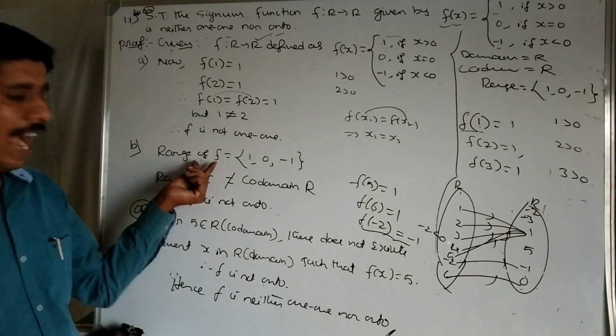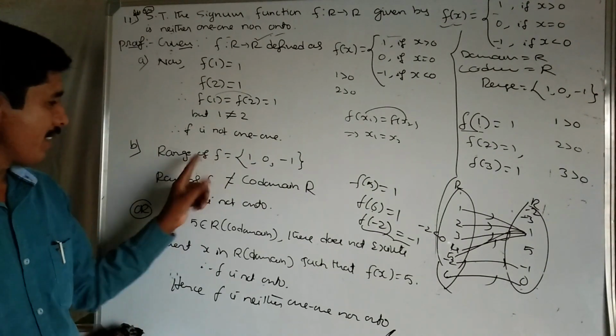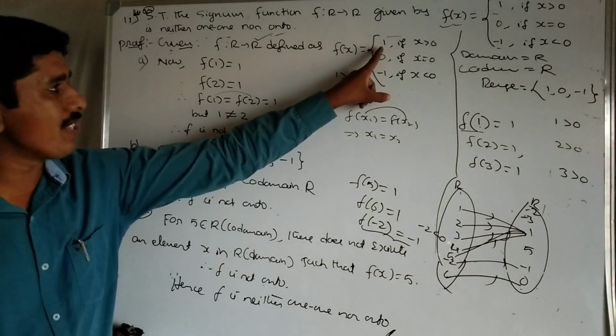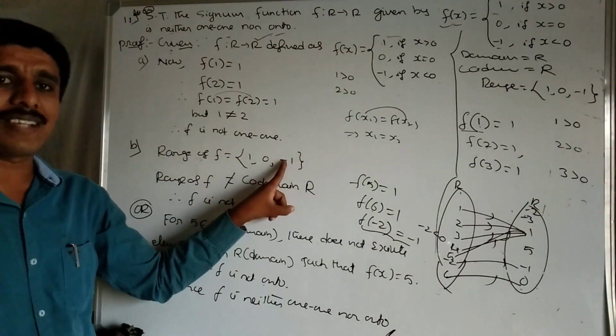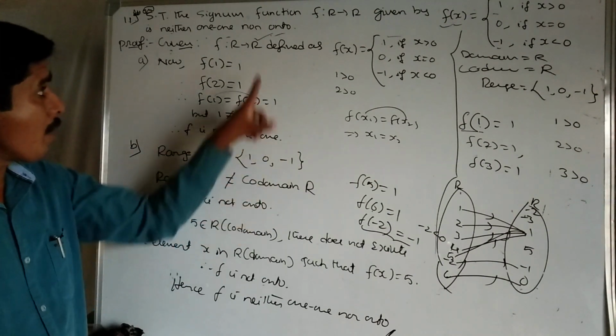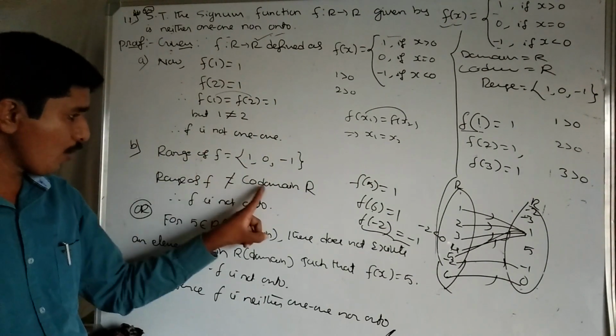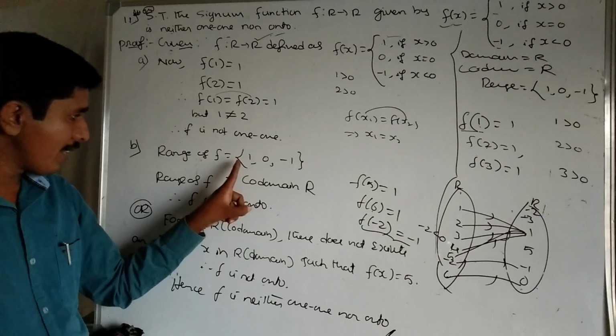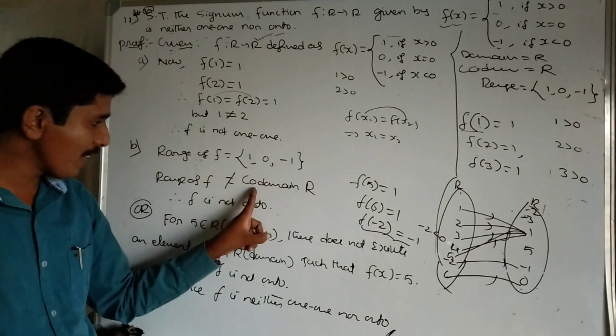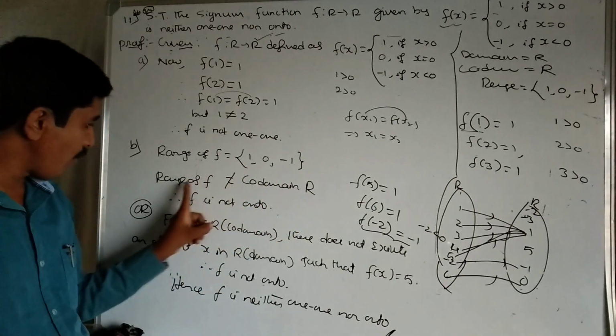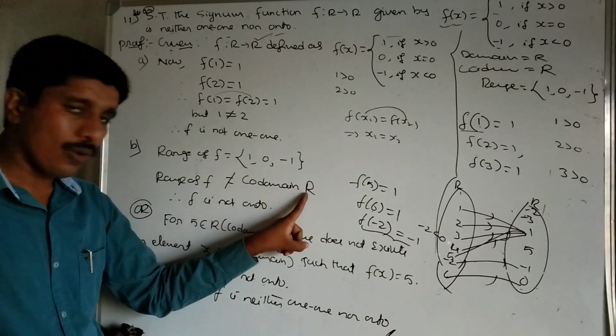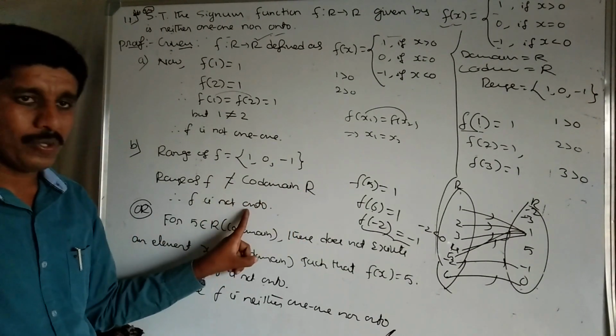Next, onto, alternative method. The range of the function contains only 3 elements: 1, 0, -1. But here the codomain is real numbers. Range equal to codomain means it is onto. Here clearly this set is not equal to the real number codomain. Therefore the range is not equal to the codomain. Therefore it is not onto.